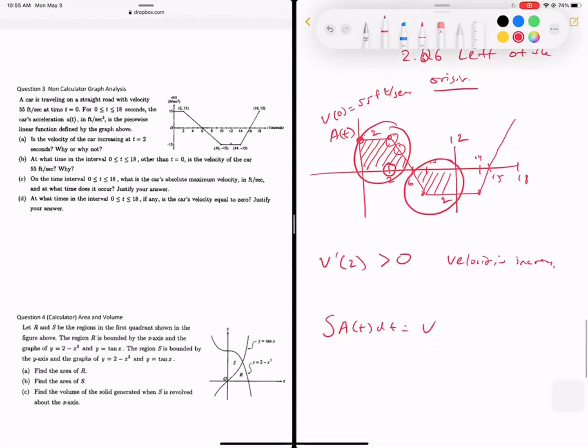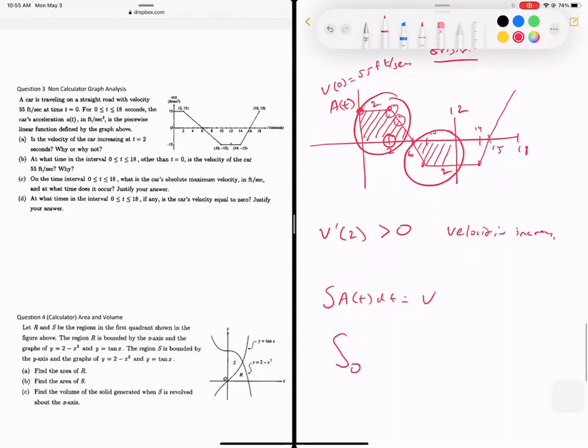You can write this in a couple of different ways. You could say the integral between 0 and 6 of a of t is equal to the integral between 6 and 12 of a of t, or the negative version of it. Or you can say the integral between 0 and 6 of a of t is equal to minus or plus the integral between 6 and 12 of a of t, that equals 0, because they would cancel each other out.